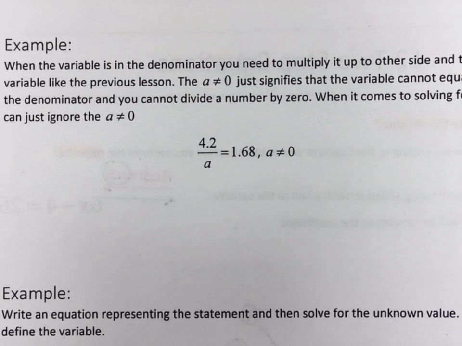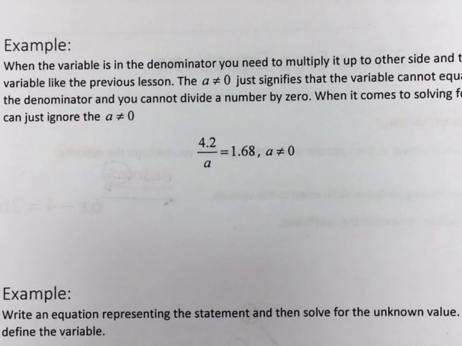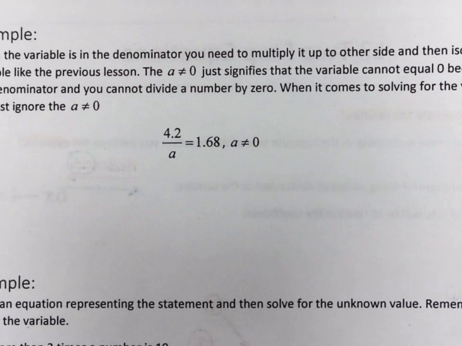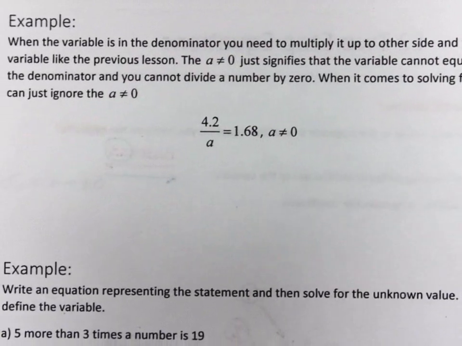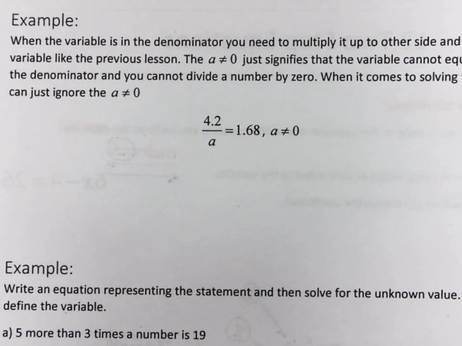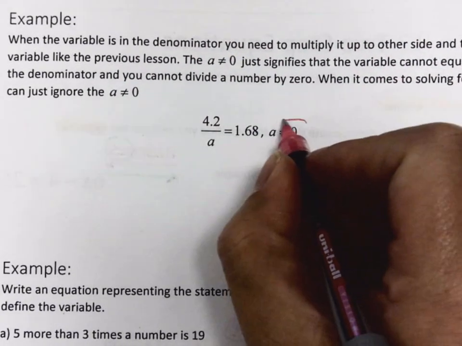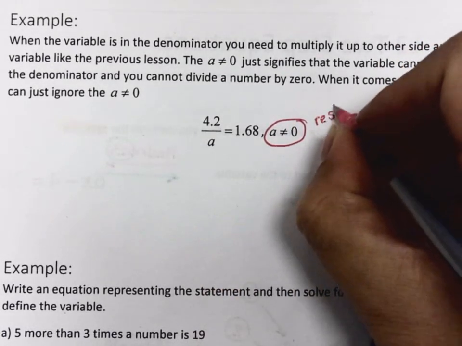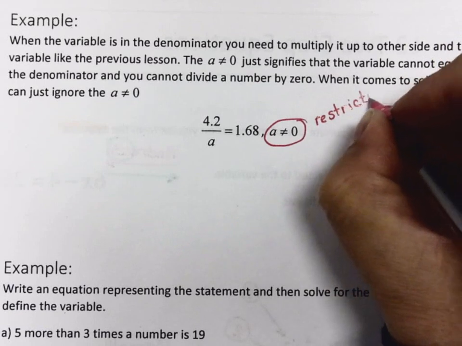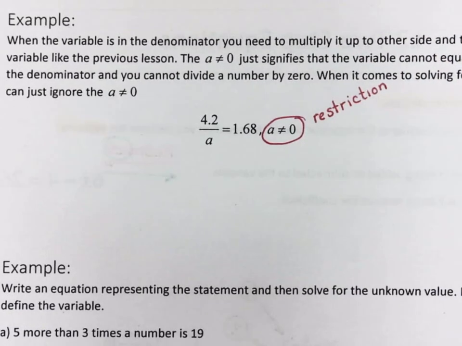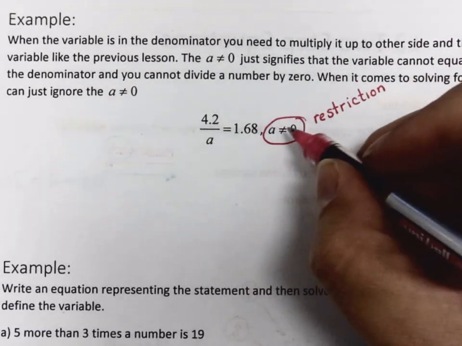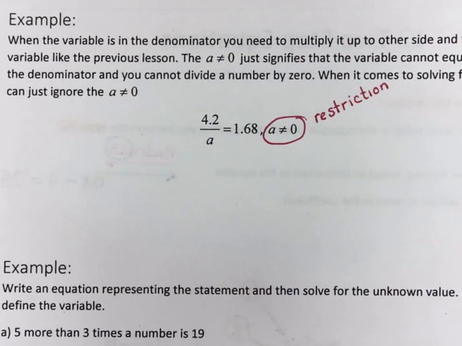Okay, when a variable is in the denominator, you need to multiply it up to the other side. Then isolate the variable just like we did before. A cannot equal 0. This is a restriction. It's not part of the equation. It's what the variable cannot be. When solving it, this isn't part of the equation. This is kind of like, hey, this is the only thing A can't be.